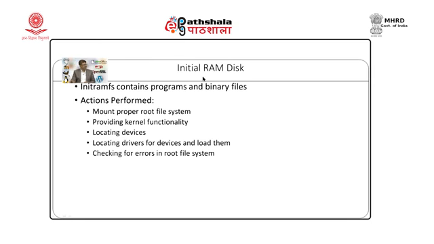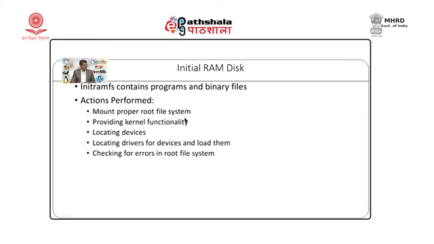Now, what is this init RAM disk? It contains programs and binary files, and most of the actions performed by init RAM disk are that it mounts the root file system, it begins the kernel functionality, and it is also responsible for locating devices and their drivers.